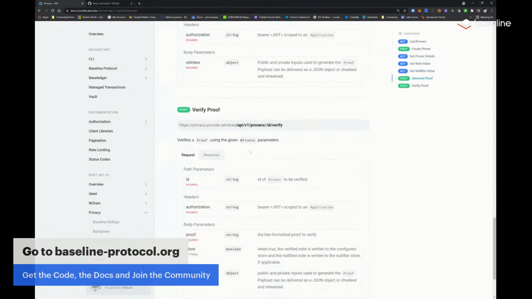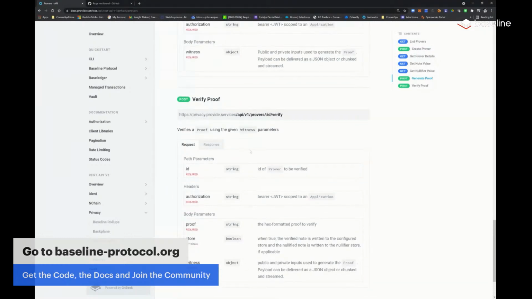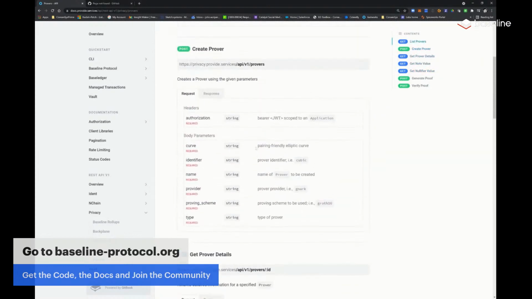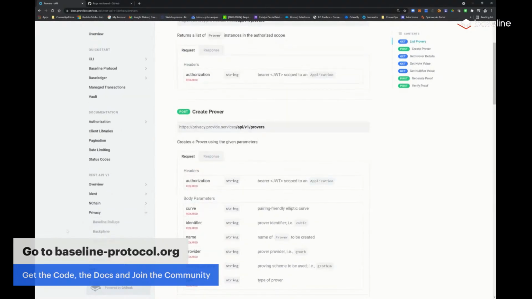That one's below it. So the witness parameters are going to be specific to your circuit, and the privacy service will reflectively marshal that witness and map it to the witness that you defined in your NARC circuit when you generate the proof.